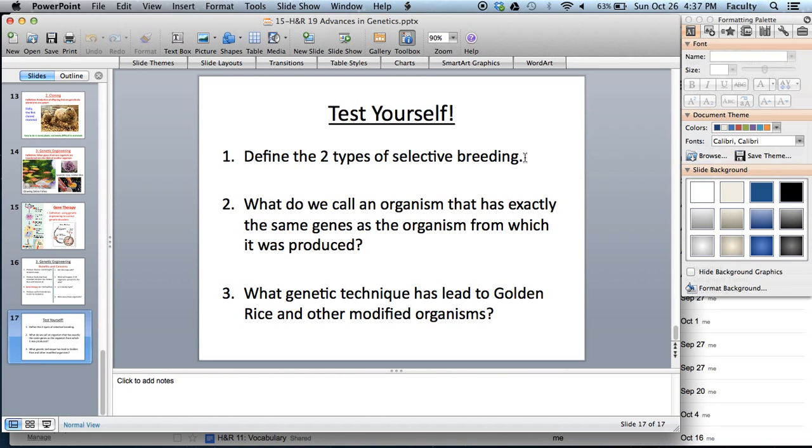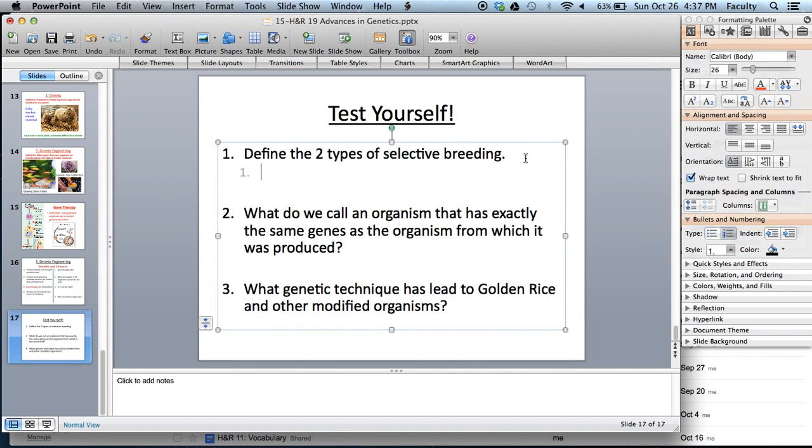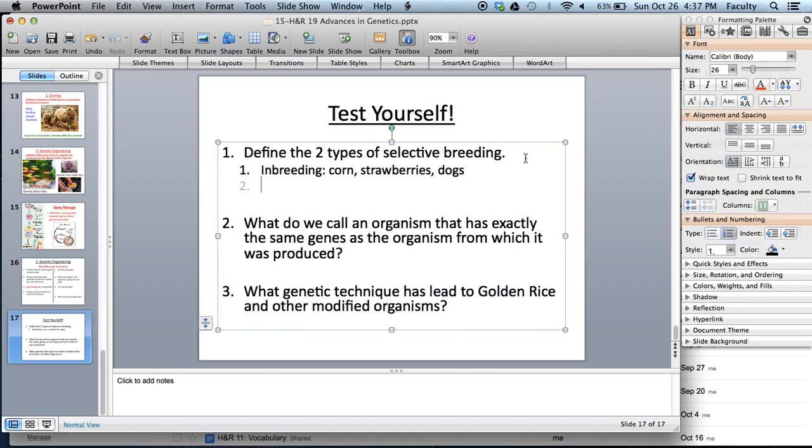Okay, welcome back. 2 types of selective breeding. We had inbreeding, where we mated together organisms that were very similar. The main examples we saw with that were corn, strawberries, and dogs. We also have hybridization, where we take 2 dissimilar organisms and breed them together. We saw that with the zebroid and the labradoodle.